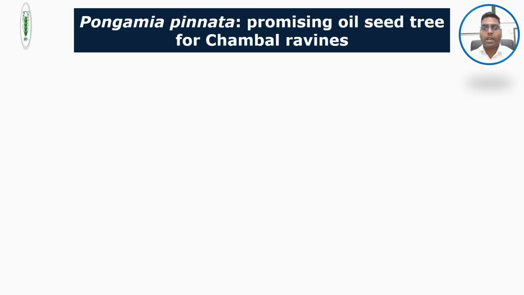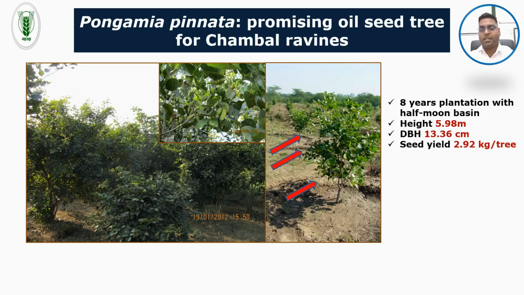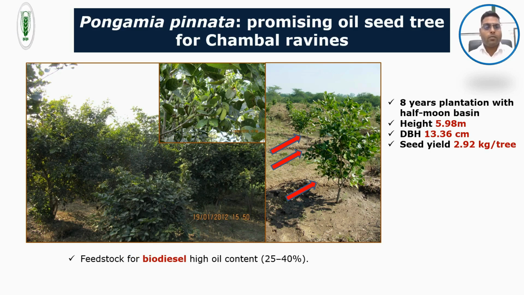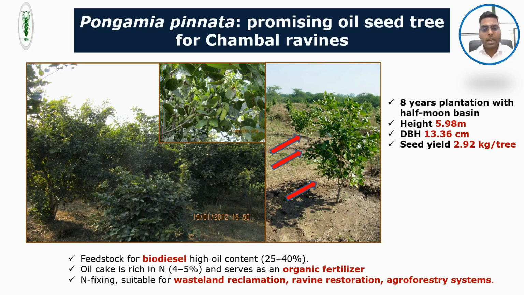Pongamia pinnata, also known as Karanj, is a promising oil seed tree for Chambal ravines. Results reveal that after 8 years of plantation with half moon basin, it attained a height of 5.98 meter, DBH of 13.3 cm and seed yield of 2.9 kg per tree. It is good feedstock for biodiesel as it contains high oil and its oil cake is also rich in nitrogen and serves as an organic fertilizer. It fixes nitrogen and it is very much suitable for wasteland reclamation, ravine restoration and agroforestry system.